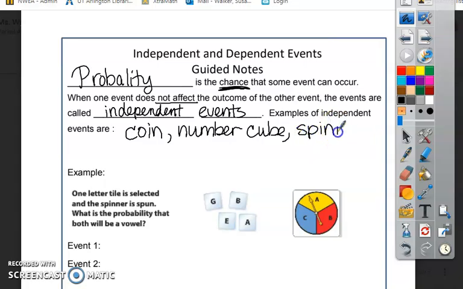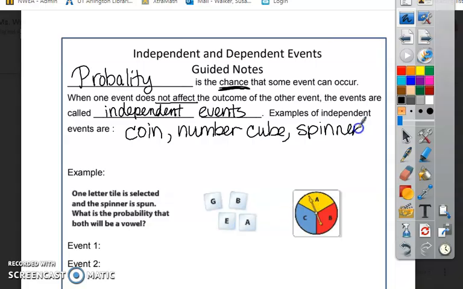Okay? Here's an example down here. I can spin this spinner. If it lands on an A, the next time I spin it, I can still get an A. This A does not magically go away. Okay, I can still spin it. I still have that same chance.